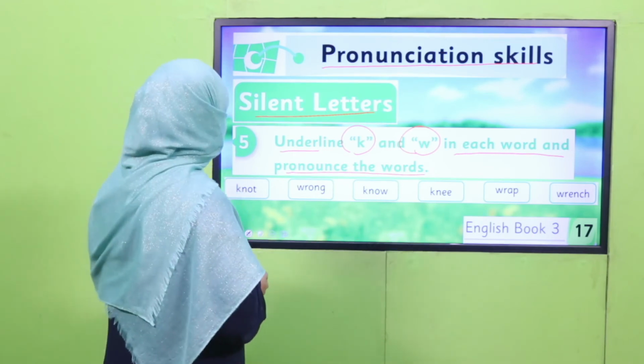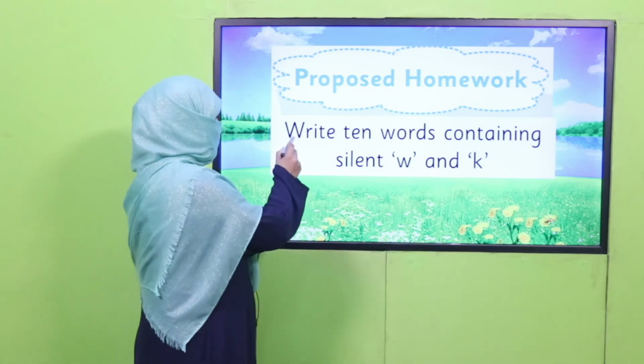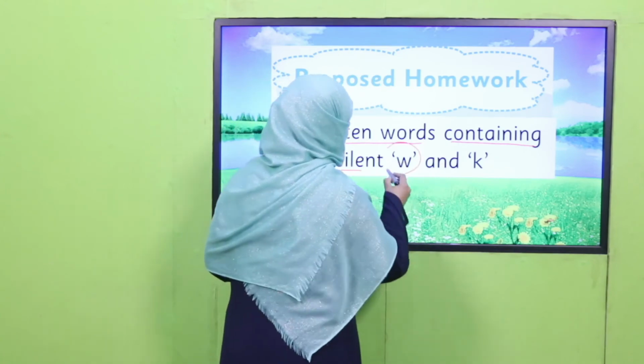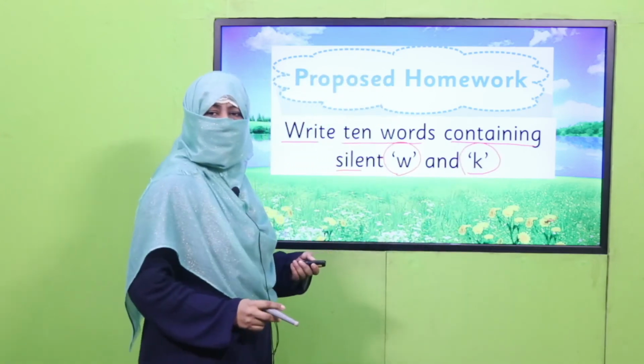So next is your homework. What you will do, write 10 words containing silent W and K. You have to write it in your notebook.